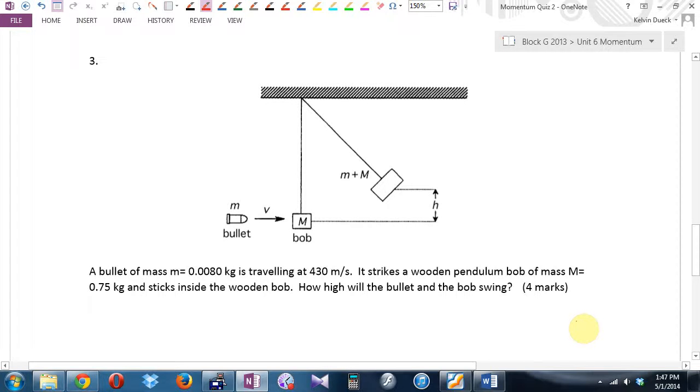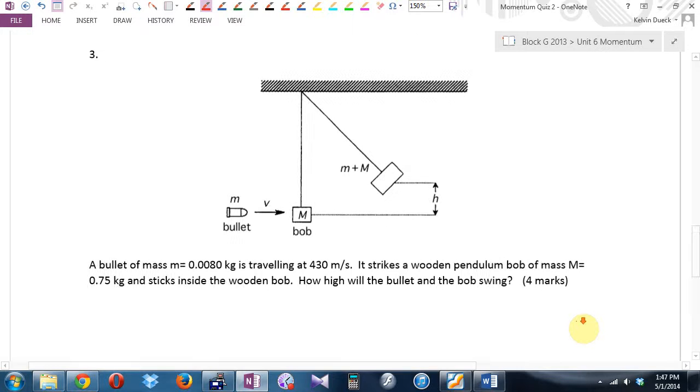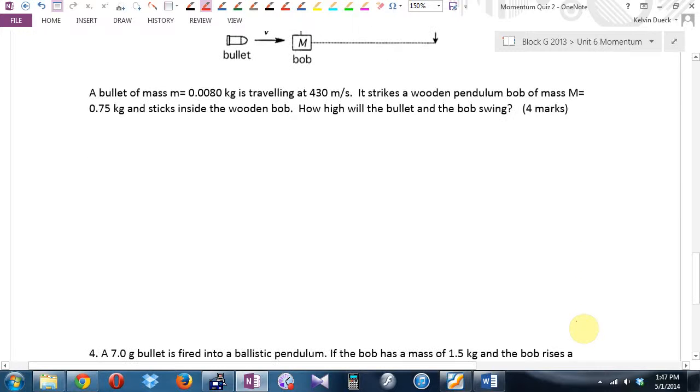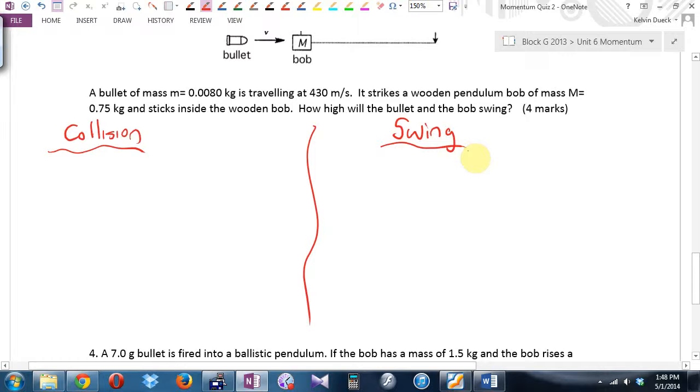Let's shoot the pendulum bob. A bullet of mass 0.008 kilograms is traveling at 430 meters per second. It strikes a wooden pendulum bob and sticks inside. How high will it go? So this has two parts. The collision and the swing. To find how high, we're going to find how fast it's moving after the collision.